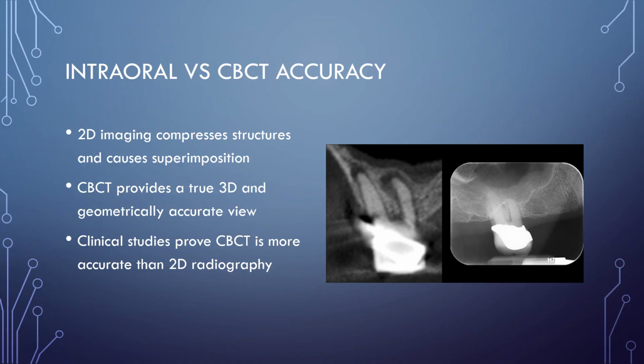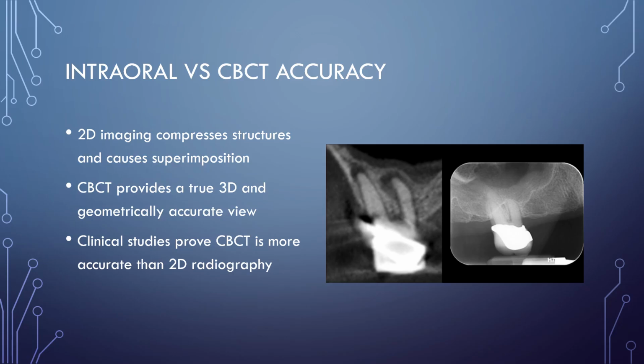The fundamental limitation of traditional intraoral radiography is that it creates a geometric projection, resulting in the superimposition of anatomical features. Dense structures like the zygomatic process or a large palatal root can completely obscure underlying pathology or mask the true complexity of apical anatomy. Cone Beam Computed Tomography fundamentally overcomes these limitations by acquiring volumetric data to provide a geometrically accurate, true three-dimensional view.